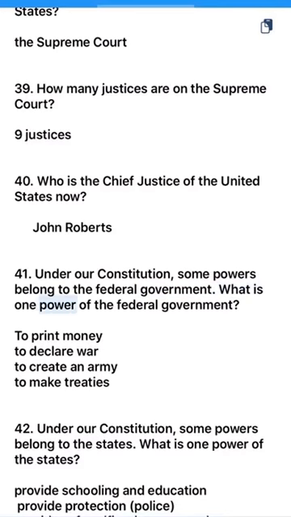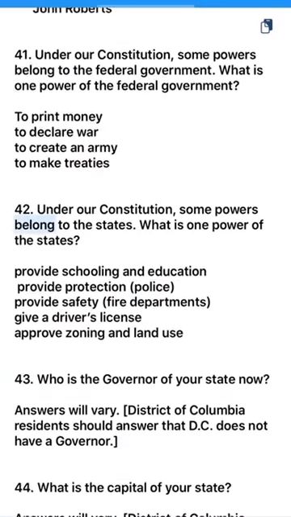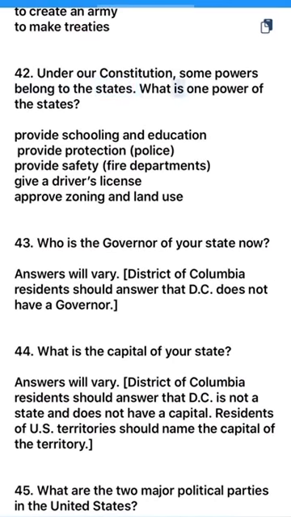41. Under our Constitution, some powers belong to the federal government. What is one power of the federal government? To print money, to declare war, to create an army, to make treaties. 42. Under our Constitution, some powers belong to the states. What is one power of the states? Provide schooling and education. Provide protection, police. Provide safety, fire departments. Give a driver's license. Approve zoning and land use.